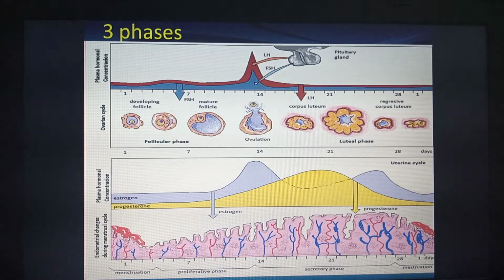This is another view of three phases of female reproductive system: ovarian cycle and menstruation, proliferative phase, secretory phase, and maturation phase.